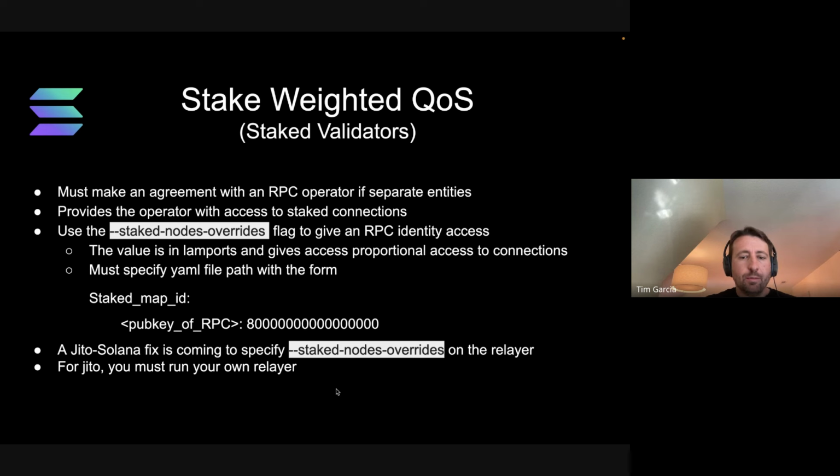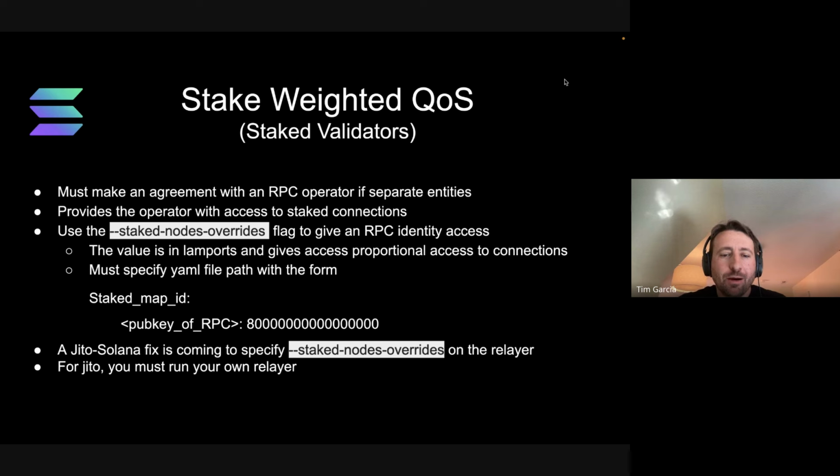Yeah, so back to the amount of SOL here. You're essentially specifying how much of your stake connections you want to give to that RPC operator. So if you specify 1 million SOL, you're saying that 1 million divided by the total active stake is how much I want to give to that one staked operator. If you specify however much the total active SOL is, then you're saying that that RPC operator gets all of my staked connections. So you have to make sure that you're giving the appropriate amount.